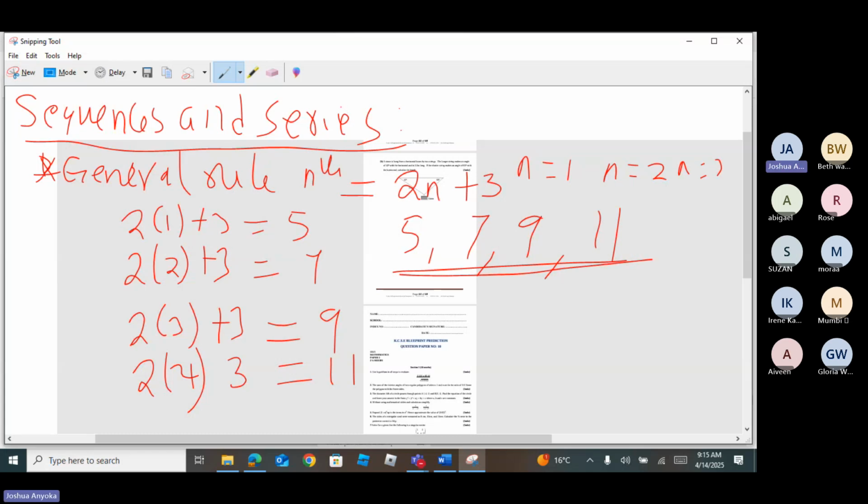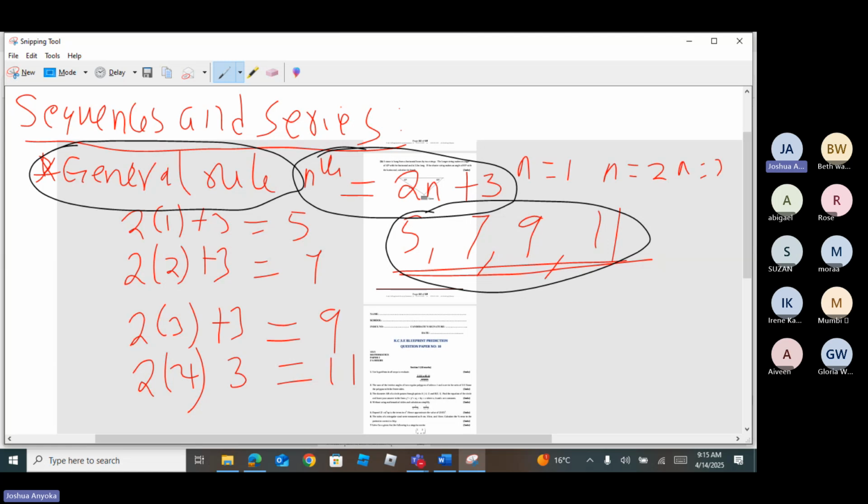So we should know how to get the terms when we are given the general rule that is governing a certain sequence. That's the first aspect. We shall be given the nth term, and from the nth term we are told to write down the first 4 terms of the sequence. So we get the first term when n is equal to 1, when n is equal to 2, 3, 4. We substitute in the nth term formula. So 2 into 1 plus 3, 5. 2 into 2 plus 3, where these are the values of n. And from here, other questions will follow, as we are going to see.